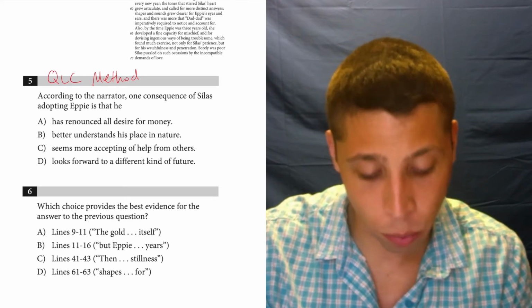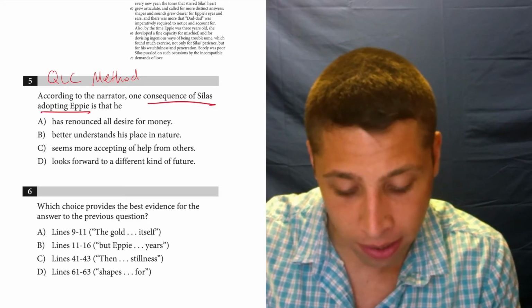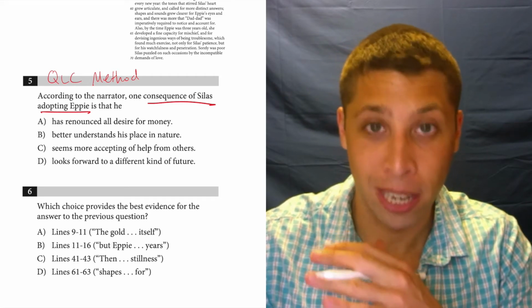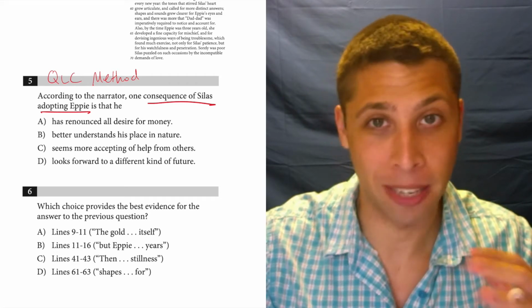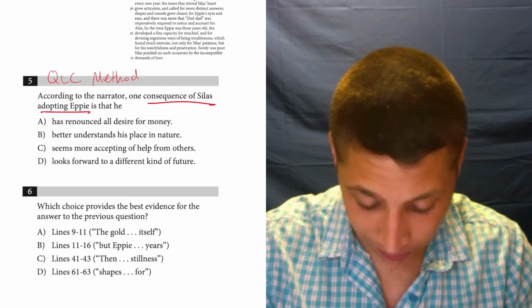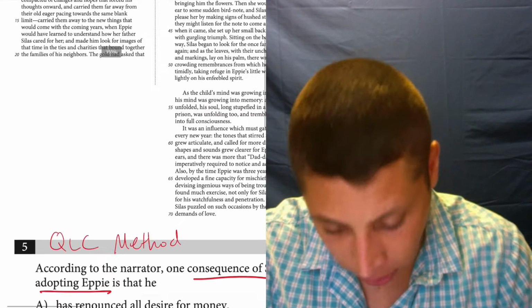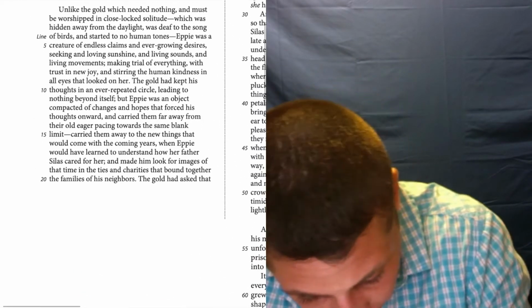According to the narrator, one consequence of Silas adopting Epi. So I need a line that talks about a consequence of Silas adopting Epi. Pretty straightforward. Now let's go to the lines and see if we can find anything. So 9 through 11 is our first one here. 9 through 11, that's this right here.